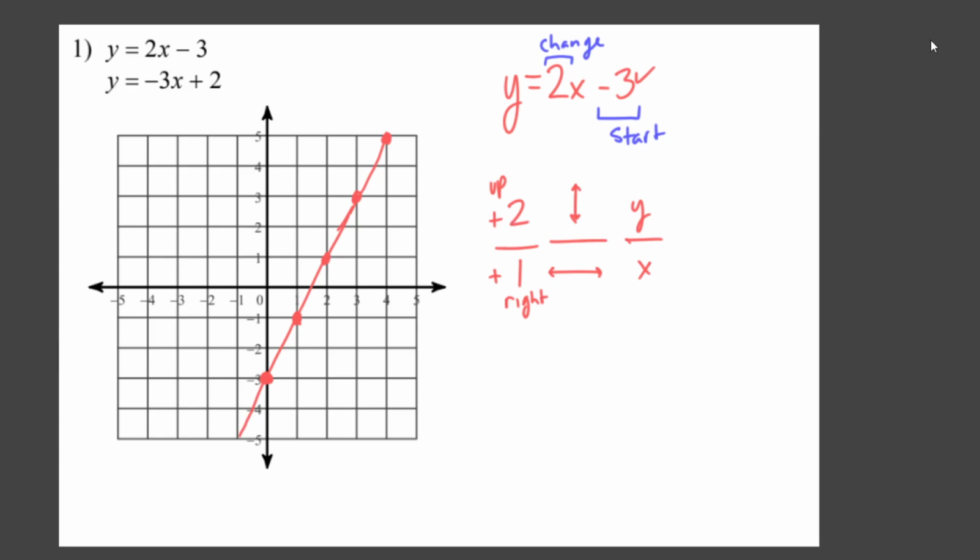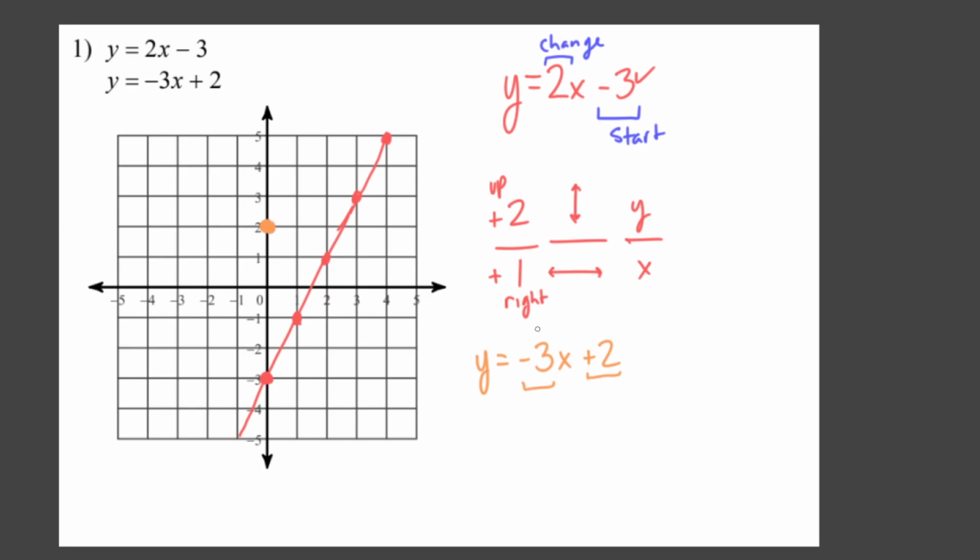All finished with that. My second equation, I need to graph. Again, we're not even solving the system yet. All I'm doing is graphing. So my second equation is y is equal to negative 3x plus 2. Once again, here's my start, and here's how it is going to change. I'm going to start this time at a positive 2.